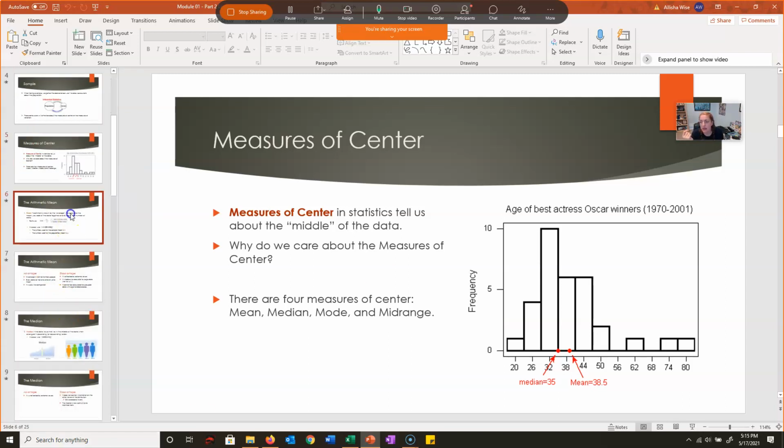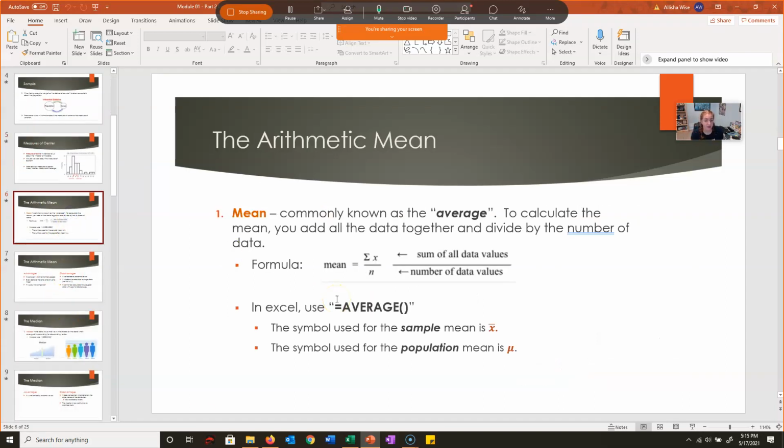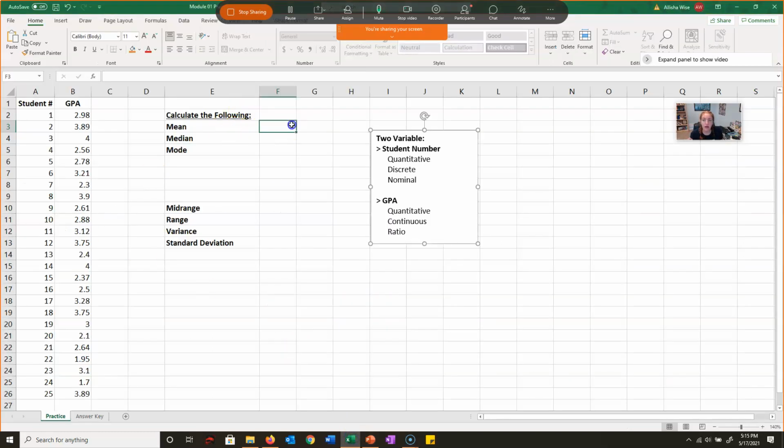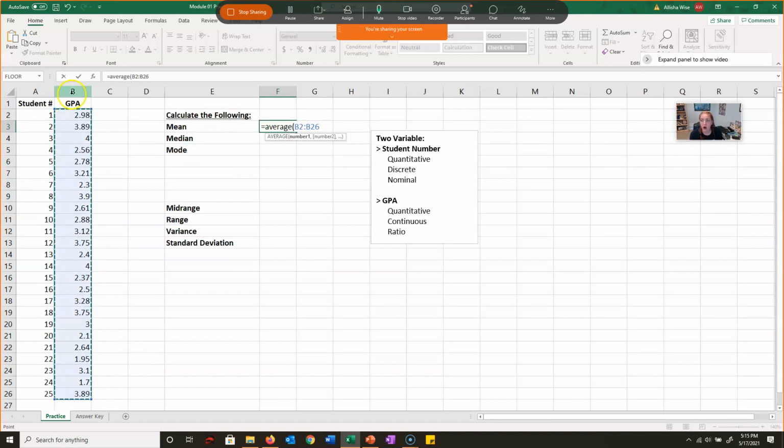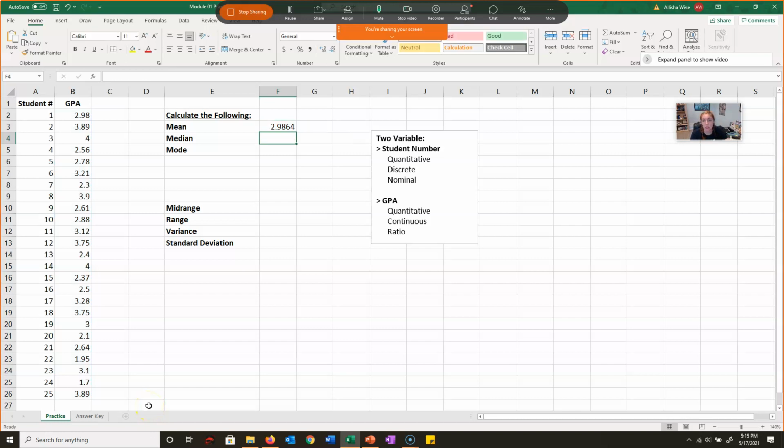So let's start with the arithmetic mean, or the average. In Excel, we use equals average. So over here, we're going to type equals average. Now we're finding the average GPA, so I'm going to click and drag, selecting all my data in the GPA column, close the parentheses, and hit enter. So what you'll see here is that the mean is 2.98 or 2.99 if you want to round up.